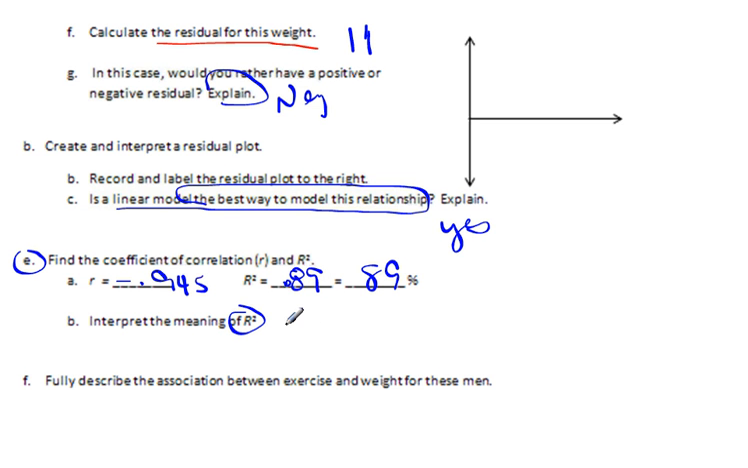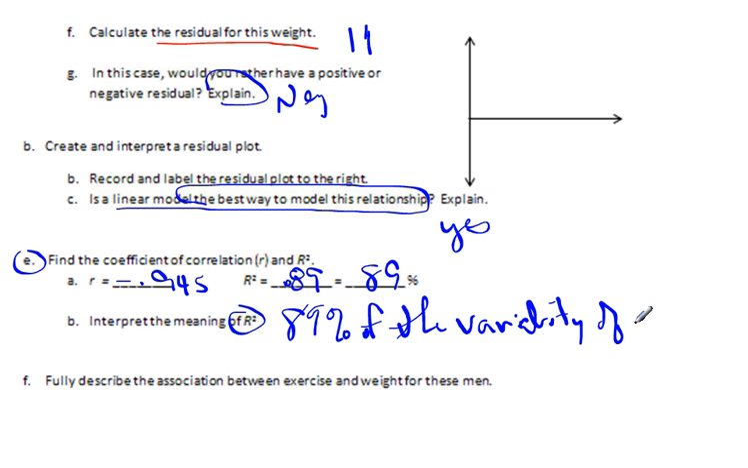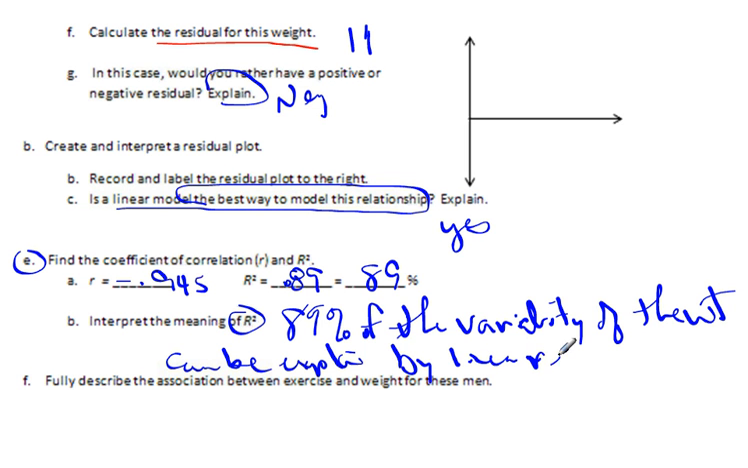Interpret the R squared. This is where you say 89% of the variability of the weight can be explained by a linear relationship. I'm writing sloppy here, I'm just trying to rush. Relationship with, you could just say the time, or it's actually the hours working out per week. If you can actually read that, great. That's what you put there.